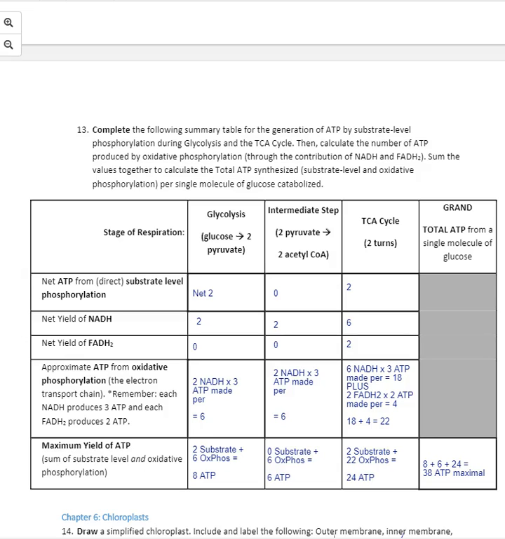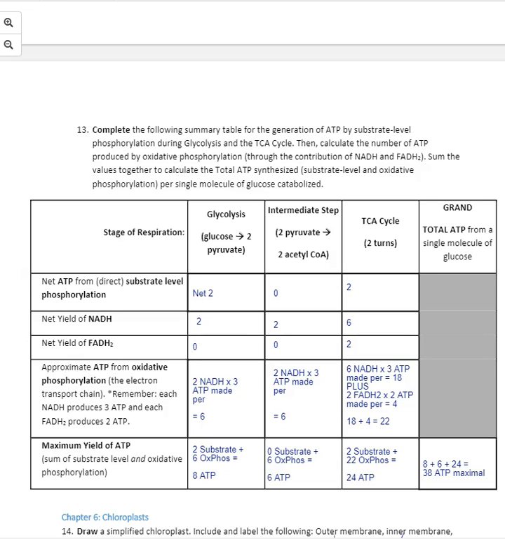For every NADH used, about 3 molecules of ATP can be made, whereas FADH2 can be used to make about 2 molecules of ATP. So, for glycolysis, the 2 NADH can yield 6 ATP molecules at the end of the electron transport chain by oxidative phosphorylation. The intermediate step can produce the same amount of 6 ATP from its 2 NADH.